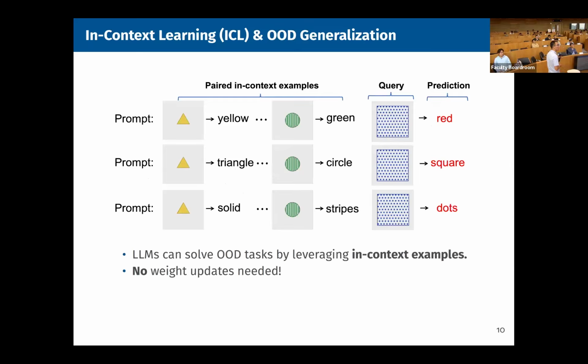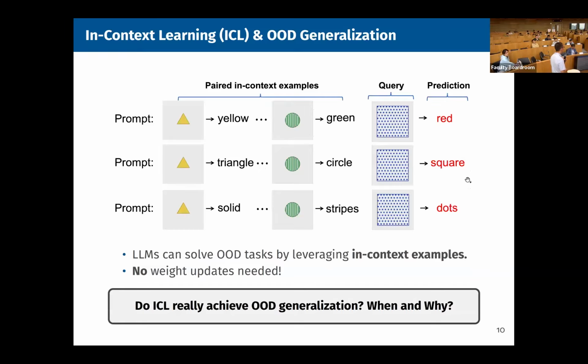And it seems like transformers actually can do this OOD task just by leveraging this kind of in-context examples, right? And they actually don't do any fine-tuning. They don't need to do weights update. You're just given this kind of paired in-context examples. And even on this kind of out-of-distribution data, they seemingly make the correct predictions. So the question is, does in-context learning really have this kind of out-of-distribution generalization? And when and why can we achieve out-of-distribution generalization?